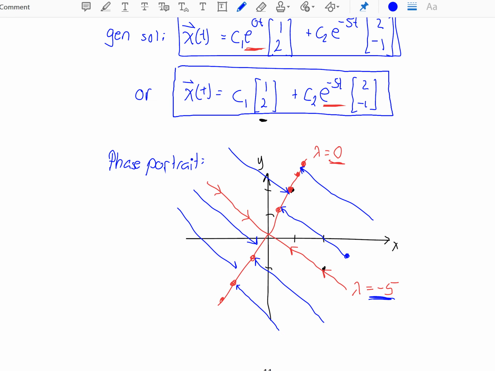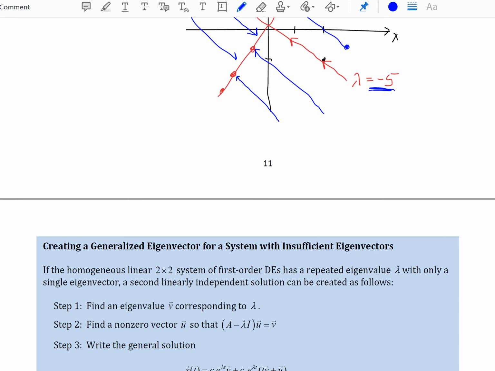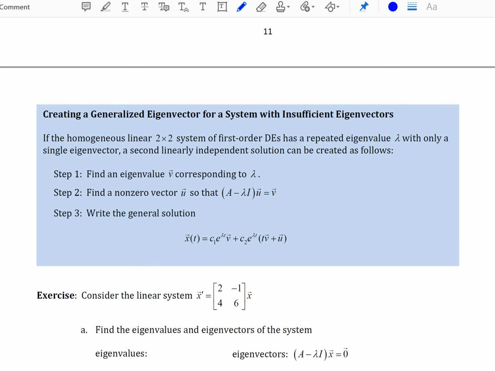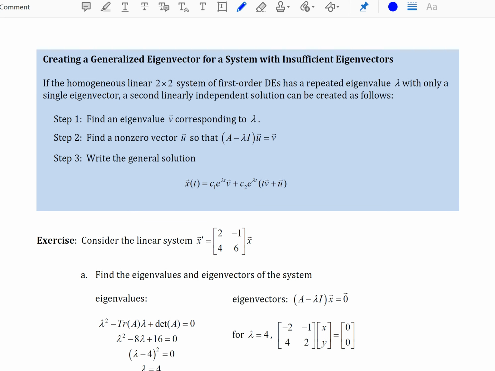Okay. I have one more item to discuss with you. It talks about creating a generalized eigenvector for a system with insufficient eigenvectors. However, I'm going to do this in a separate video, and so I'll see you back here in a little bit.